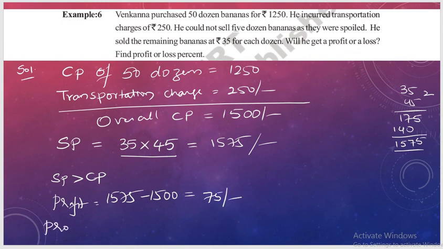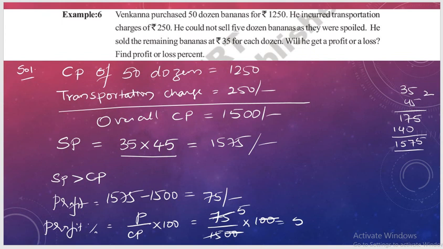If you ask about profit percentage, what is the profit percentage formula? Profit by CP into 100. So what is profit here? 75 rupees divided by CP. CP is nothing but 1500 into 100. So from this, these two zeros I can directly cancel. 15 5s are 75. So what is the profit percentage here? It is nothing but 5%.